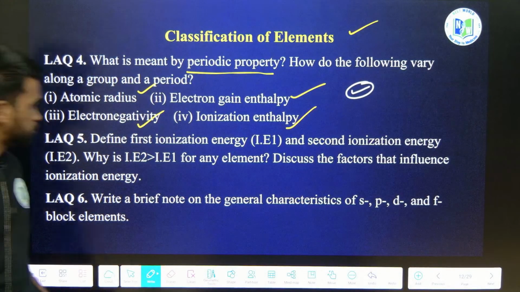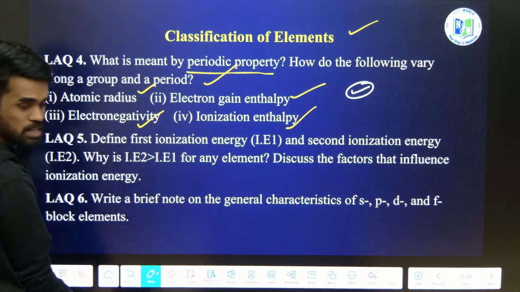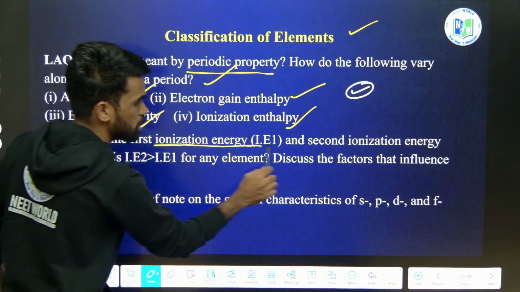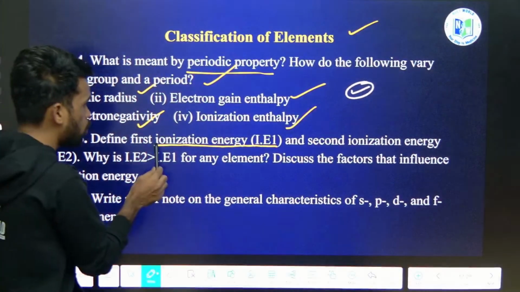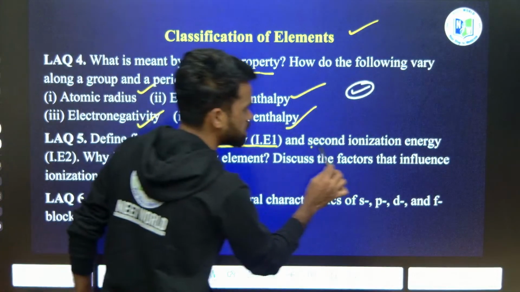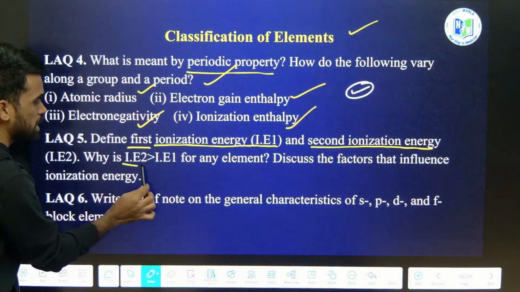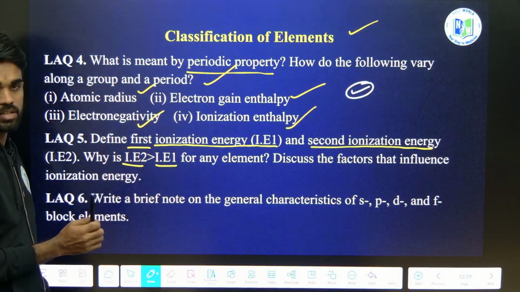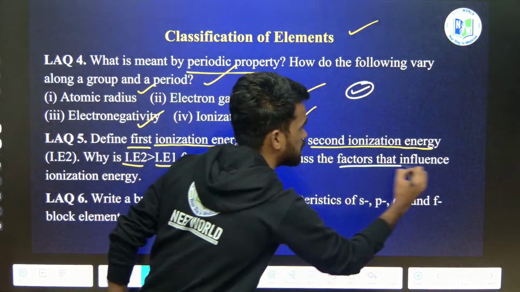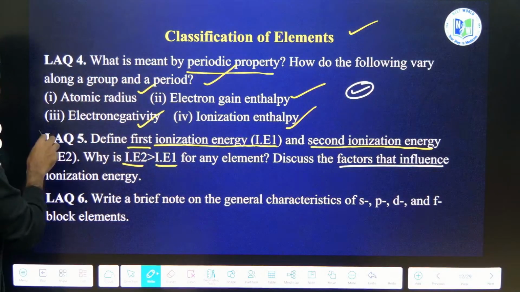Okay, right, look at this, either they may ask about periodic properties, or they will ask what exactly is ionization energy. This is also a periodic property only. What exactly is ionization energy, that is first ionization energy and second ionization energy, and why second ionization energy is greater than first ionization energy. So this kind of questions they may ask, and what are the factors influencing this ionization energy. Okay, that's it. This is one more question.